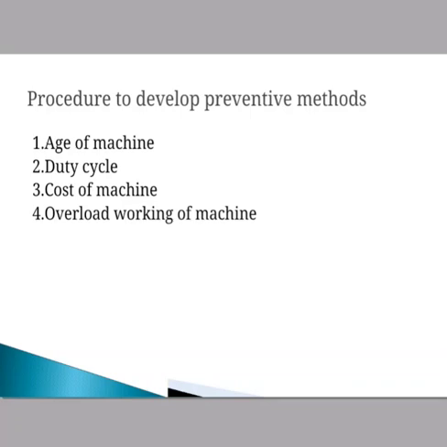Then the fourth factor is very important: overload working of the machine. In an overload condition, we have to inspect the temperature rise in the system frequently. If the machine is overloaded, the temperature goes on increasing, and it directly affects the insulation and will damage it. Then we have to take care that the cooling system is provided properly, and we have to inspect the cooling system of the machine very carefully.